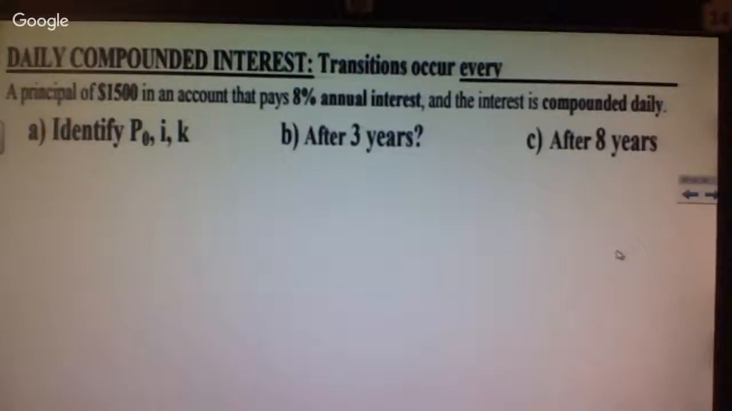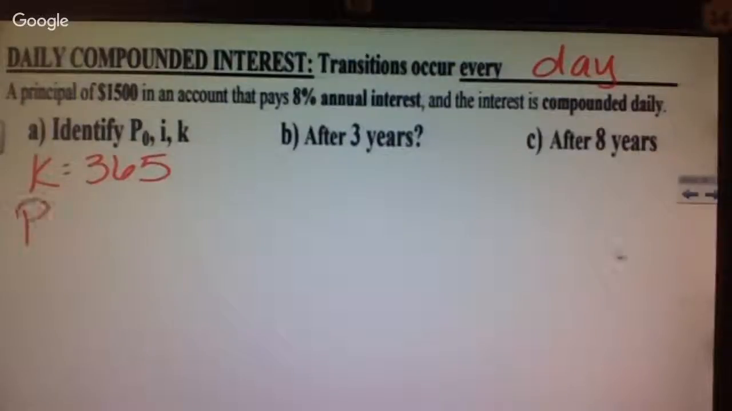Daily compounded interest, which means my transitions are now occurring every day. Okay. It's not a leap year ever. Whether it's a leap year or not, they're only compounding it for 365 days. Okay. So my K value is only 365. Please do not use 366. We don't get that extra day in February.